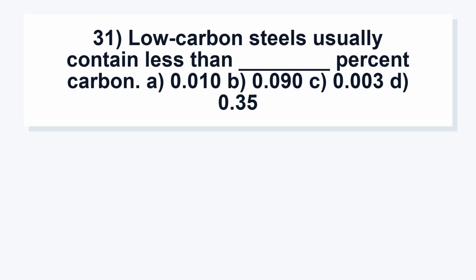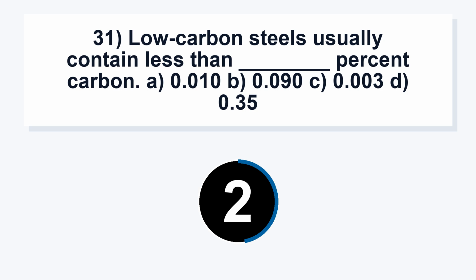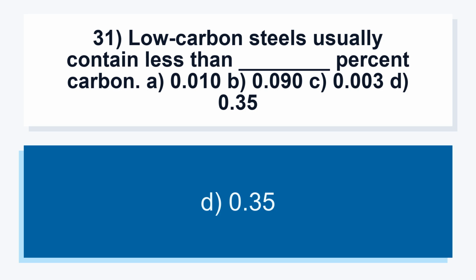31. Low-carbon steels usually contain less than blank percent carbon. A. 0.010. B. 0.090. C. 0.003. D. 0.35. D, 0.35.